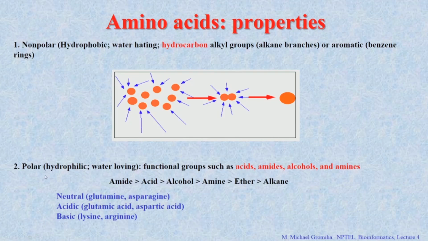Likewise, the polar amino acid residues, the hydrophilic residues, have different types of functional groups such as acids, amides, alcohols and amines. When you look into the polarity of these chemical groups, here I give them in increasing order of polarity: amides and acid, then alcohol, and amine is more than ether and alkane. So, there are three different types of amino acids. Some are neutral like glutamine and asparagine, some acidic like glutamic acid and aspartic acid, and some basic like lysine and arginine. These residues have a tendency to form various types of interactions.